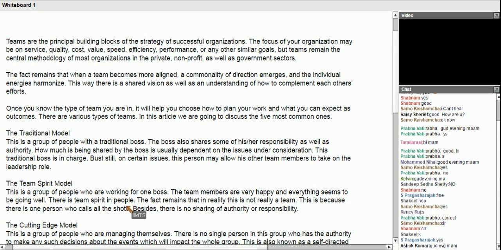Okay, so I'm going to share something with you so that you can understand it better. Let me share with you what the team spirit model is.